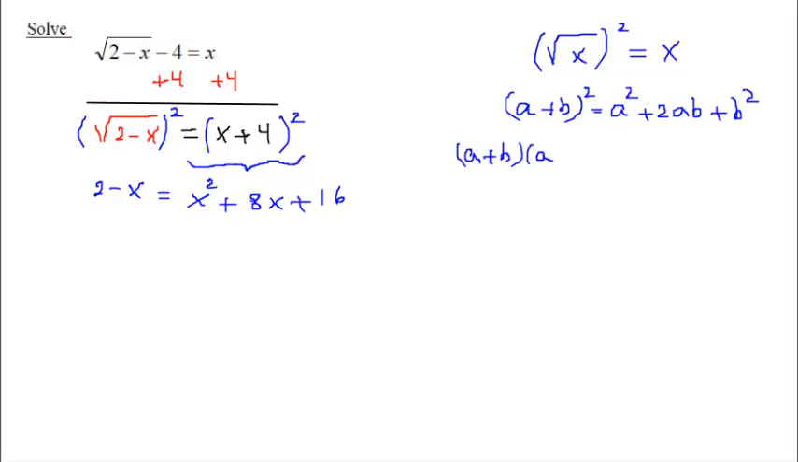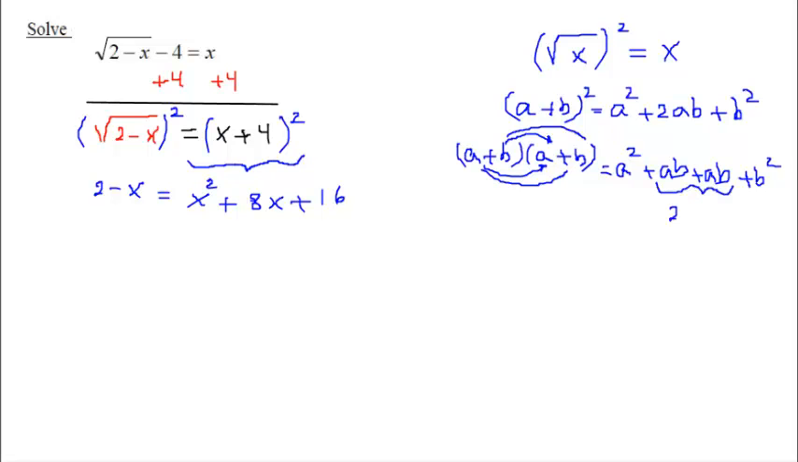If you multiply this term by term, this would be a squared, and this would be plus ab, this would be plus another ab or ba, and then here would be plus b squared. So you see, always you get this plus 2ab term right in the middle. And don't forget this one. And that's what we have here.